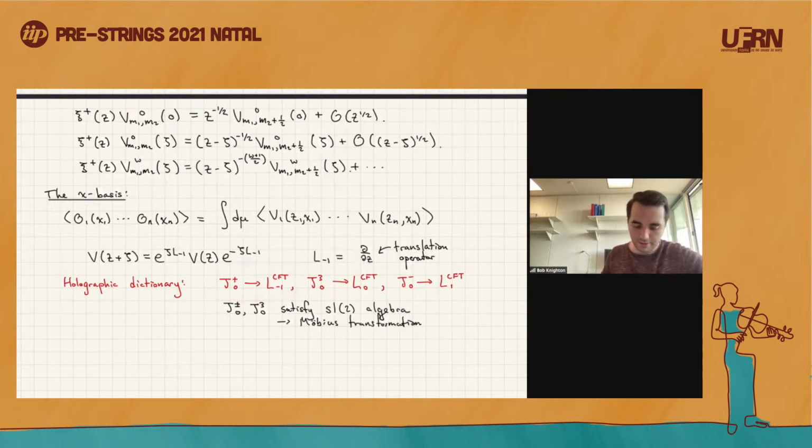So given some vertex operator, you can define what its X position is, or how to shift it to have an X position, as simply being e to the x J plus 0 V of z0 e to the minus x J plus 0.